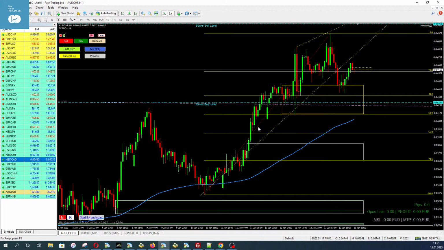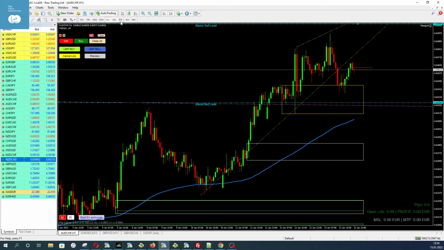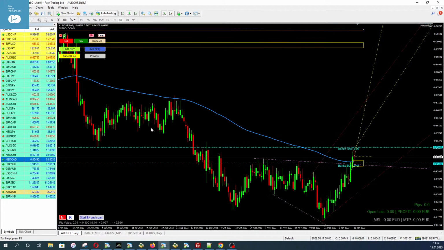Let's check. I remove the Fibonacci here first. Let's check on the daily chart. We have resistance here. You can see it came downwards some months ago. It was support at this time, then the support got broken. It retested it here, and then it became resistance.